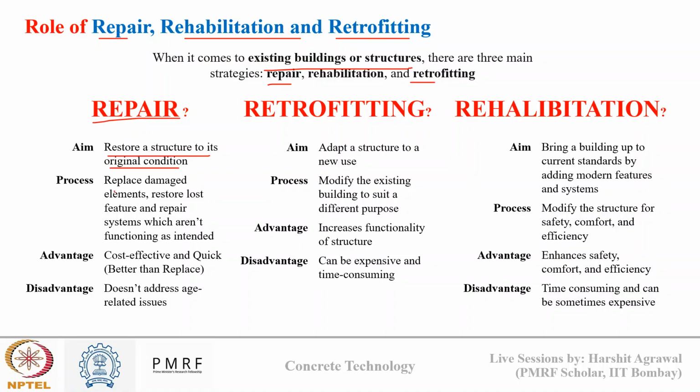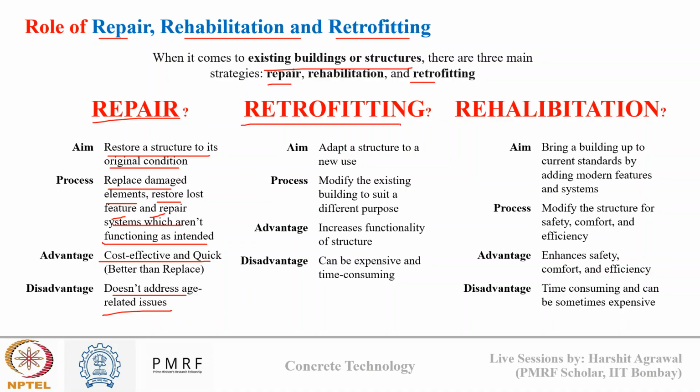And how is it done? It is done by replacing the damaged element, restoring the lost feature, and repairing the systems so they are functioning as intended. So this is what is done in repair. It is cost effective and quick, but it doesn't address any age related issues. So due to aging, if some degradation is happening in the material, that won't be addressed. It will just replace the damaged element or restore some lost feature that is there in the system.